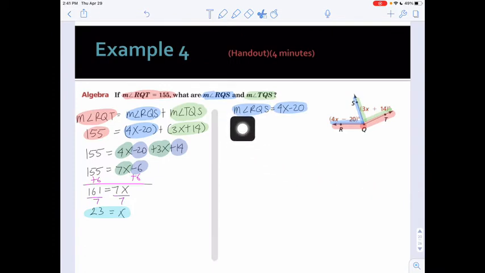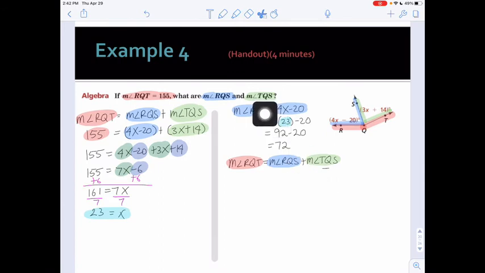We are actually looking for the measure of angle RQS and the measure of angle TQS, so we're going to use the new information that x equals 23 and plug that in to 4x minus 20. If we plug in x equals 23, we get 4 times 23 minus 20. 4 times 23 is 92. 92 minus 20 gives us 72. So the measure of angle RQS will be 72 degrees.